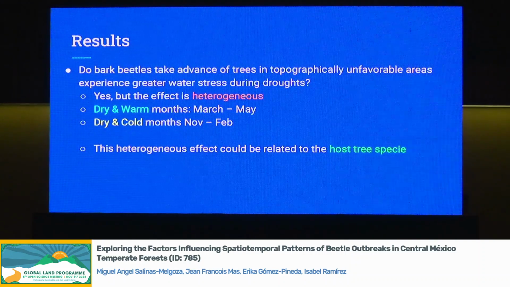Well, this is the key message. Bark beetles take advantage of trees in topography and in favorable areas. These promote the greatest stress during drought, but the results were heterogeneous. We mainly have to be worried about the months where the droughts might be, months that might be dry and warm or dry and cold. We were working with four species, and we think that this heterogeneity in the results might be related to those. That's it.